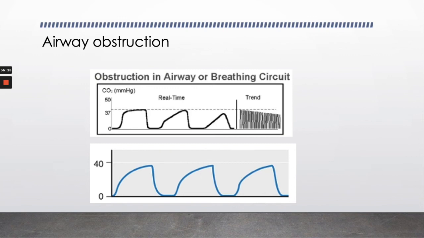And so, if you see a shark fin, think: I'm having a problem getting the air out, so what's causing my patient to obstruct, and why are we having this problem? COPD, asthma, bronchospasm, ET tube, or a partially obstructed breathing circuit. Think about those. So that is your shark fin right there.